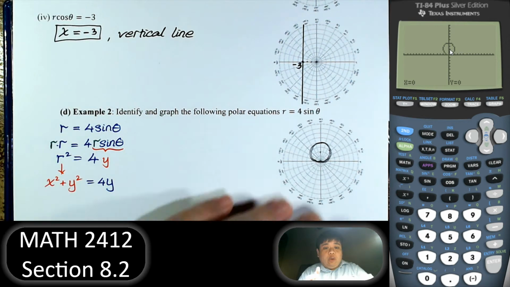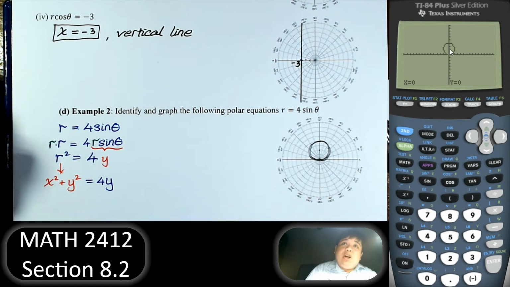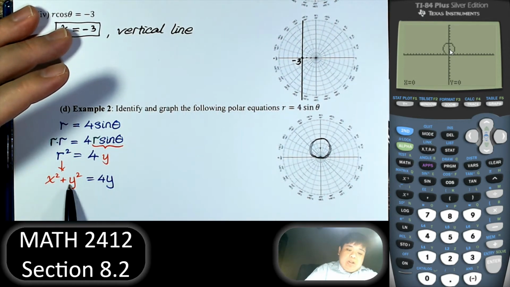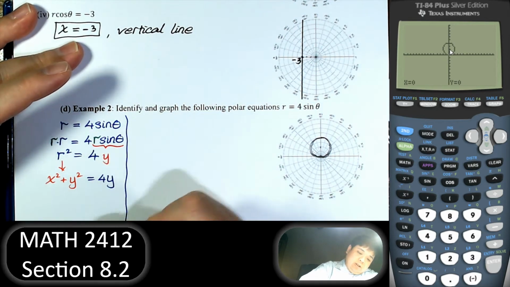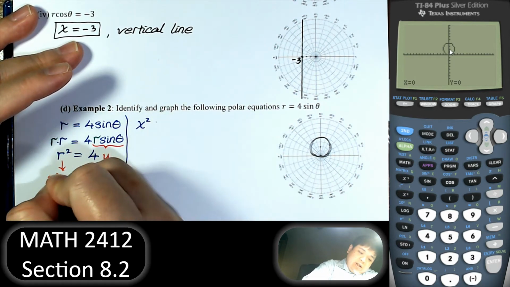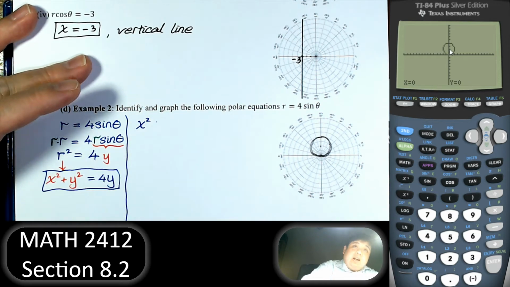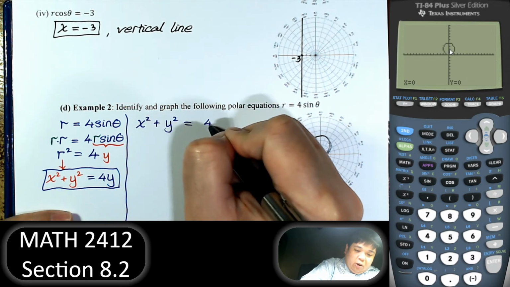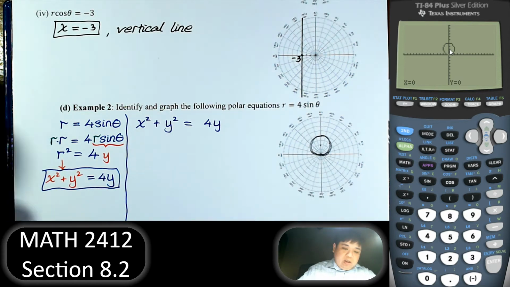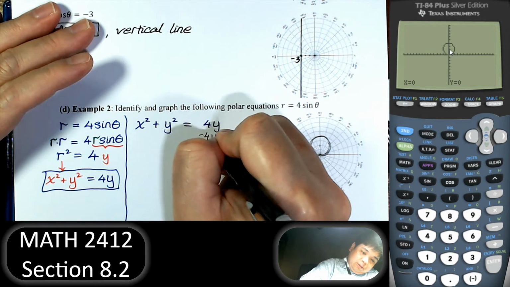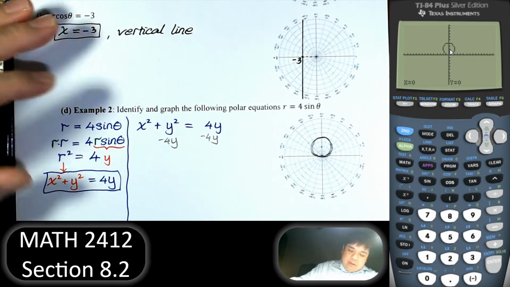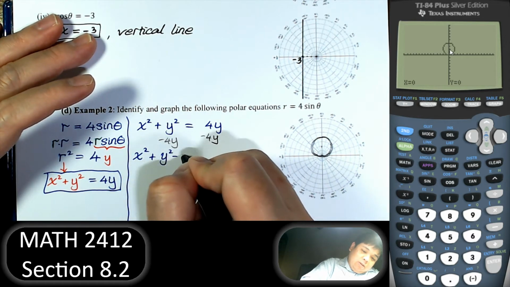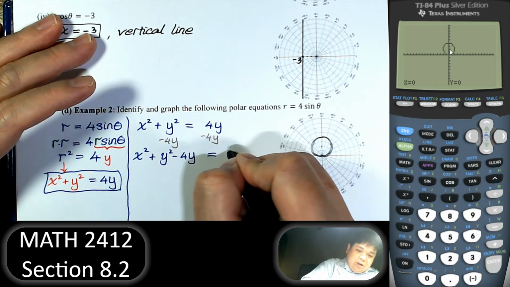That's good. How do we get into the equation of a circle? Well, that involves completing the square. So we subtract 4y on both sides. By the way, this is the equation in rectangular form: x squared plus y squared equal to 4y. I can subtract 4y on both sides, and we have x squared plus y squared minus 4y equal to 0.